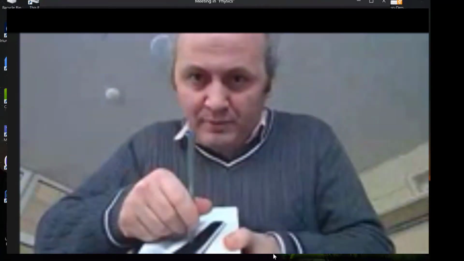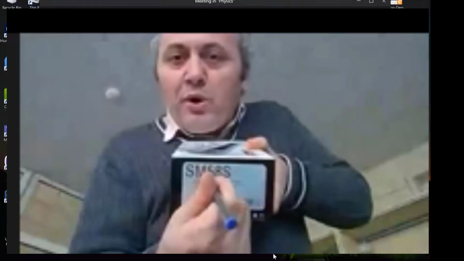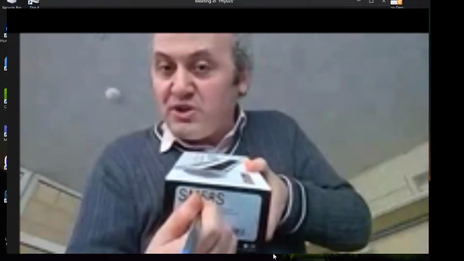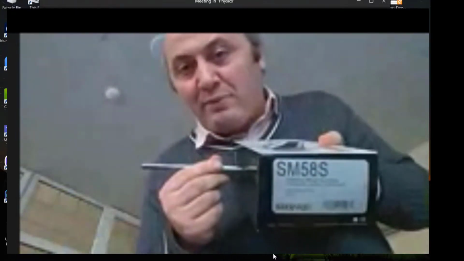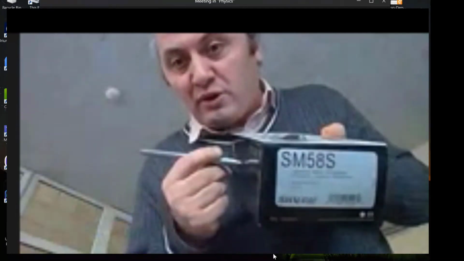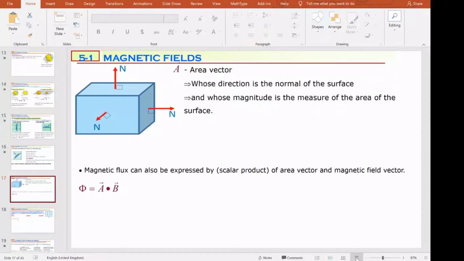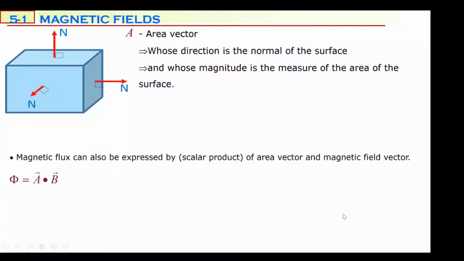The normal is looking up. This surface is looking to you. So what does this pen indicate? It is the normal. The normal is the direction of the area. This surface is looking to the right. So when I put a pen perpendicular, it's to the right. That's why the normal of a surface, in fact, indicates the direction of that surface. So that's why in your book, this is explained like this. Yes, area is a vector quantity whose direction is the normal of the surface.